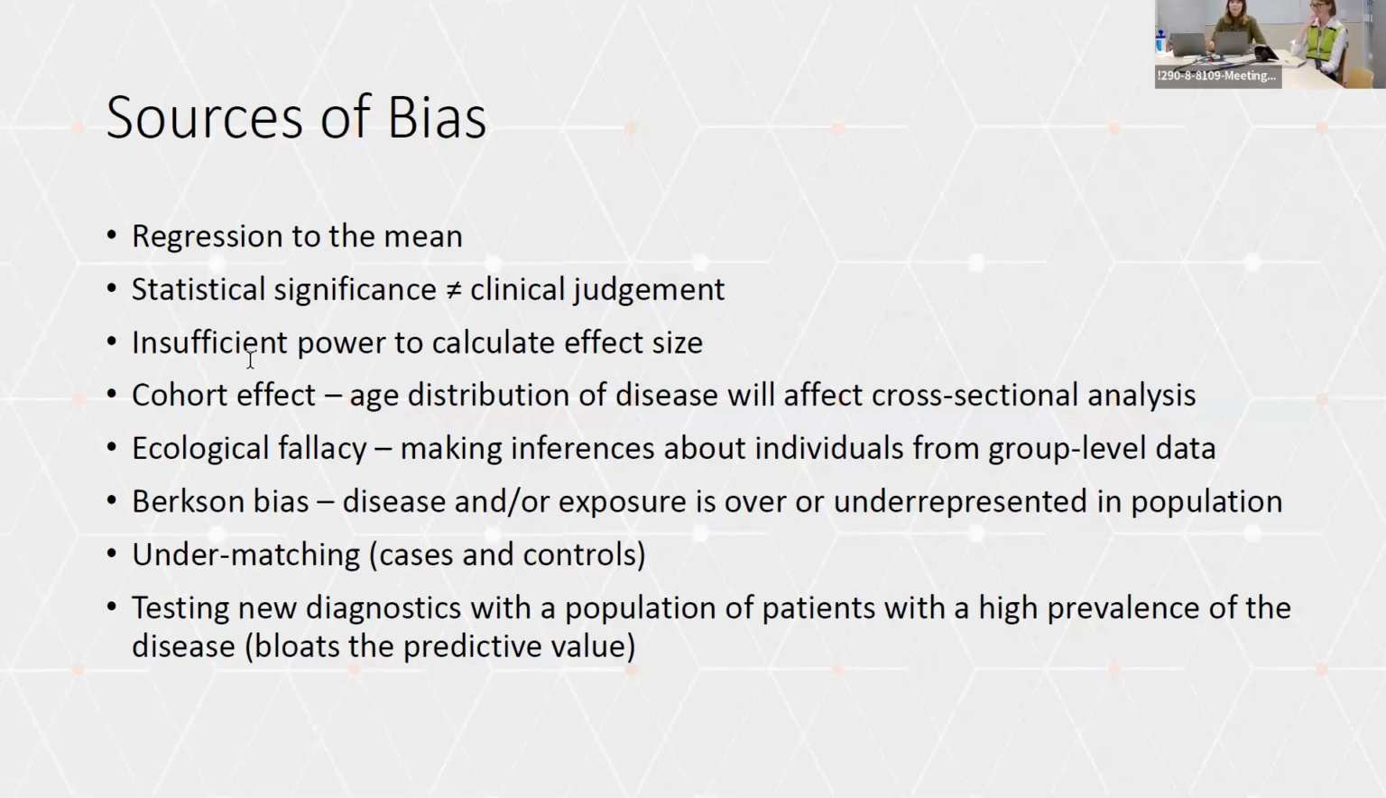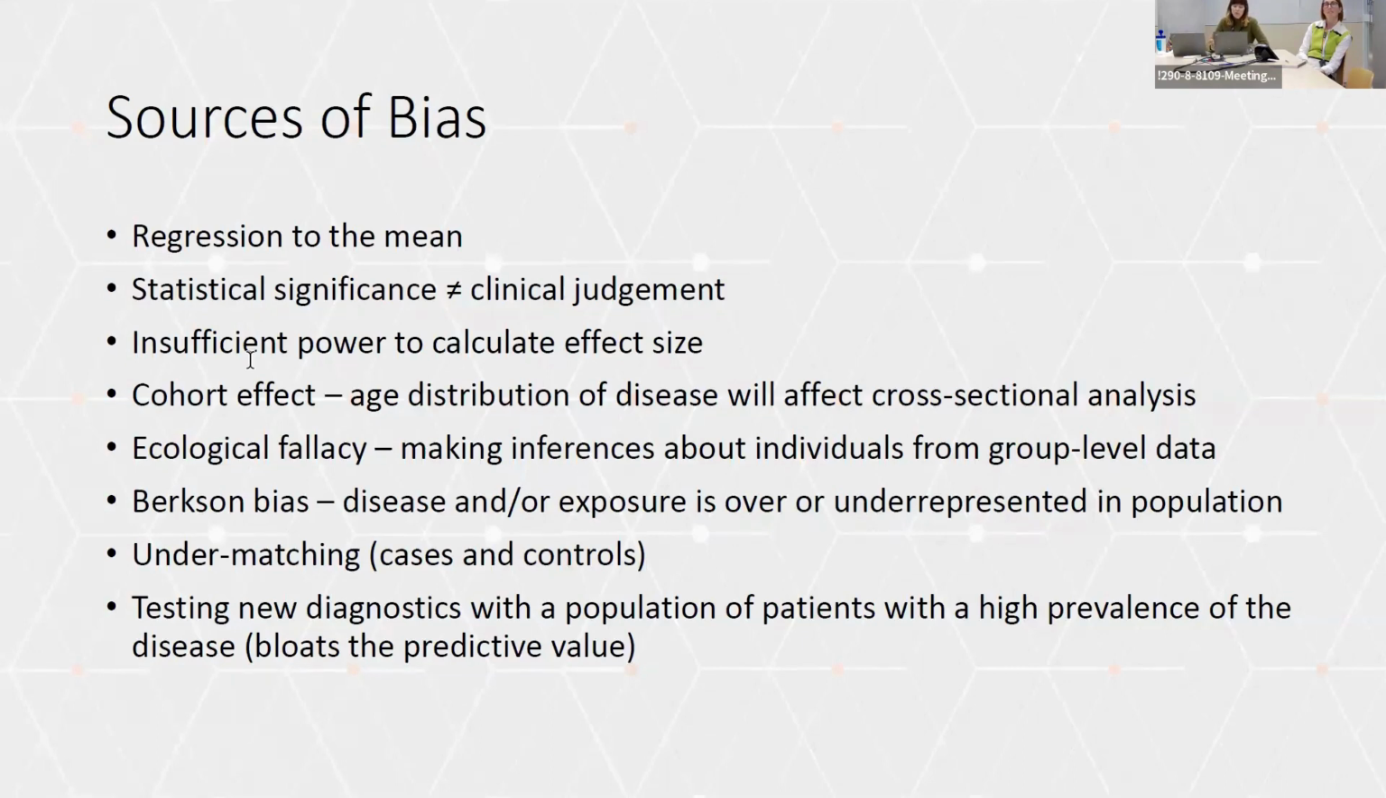I know it seems very intuitive. There's ecological fallacy, where you make inferences about an individual when you're looking at group level. So if you're going to randomize clinics or hospitals, you can really only make inferences on that clinic or hospital, not the individual patients.